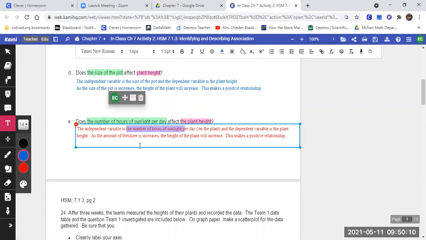So I'm going to copy this piece. If we increase the number of hours the plant has sun, will that make the plant grow bigger or stay the same? It'll grow bigger. So the plant increases, so it's positive. Another one that's done.